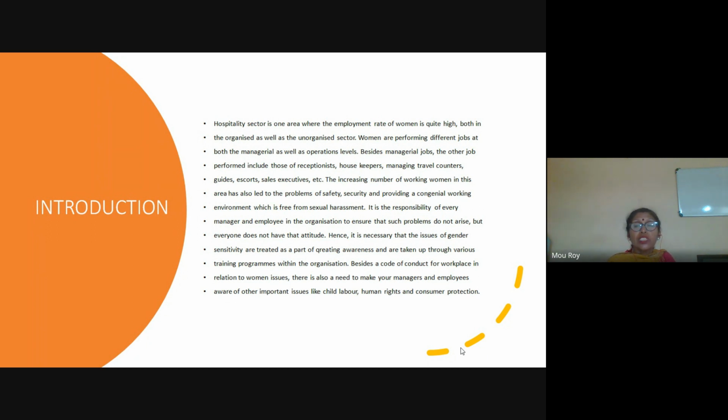So it is very much necessary that the issues of gender sensitivity are treated as part of creating awareness, and are taken up through various training programs within the organization. That is the reason, when we talked about training and career planning, you might have seen classes and talks where speakers are brought from different fields. They give talks on how to handle sexual harassment in organizations, and how you have to address all these types of issues.